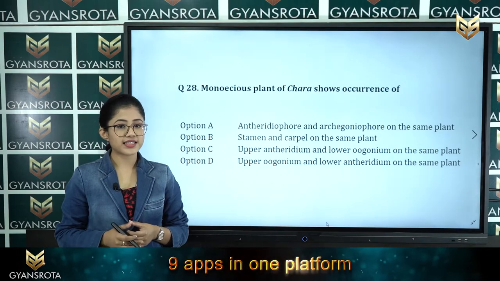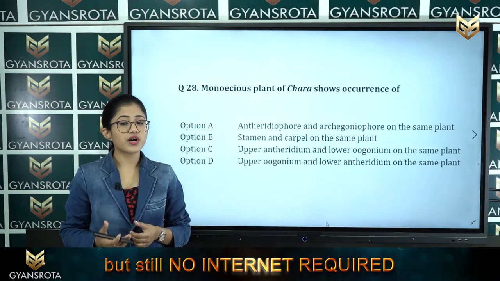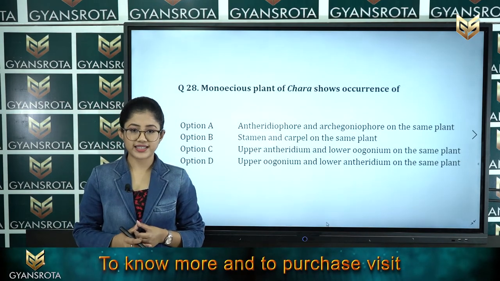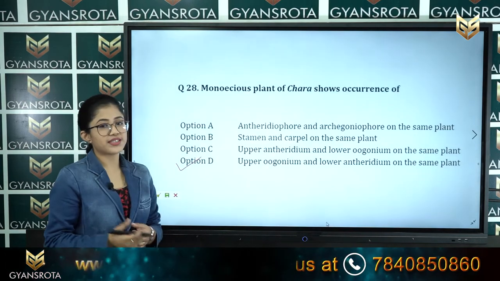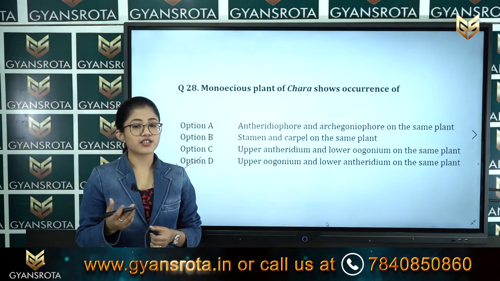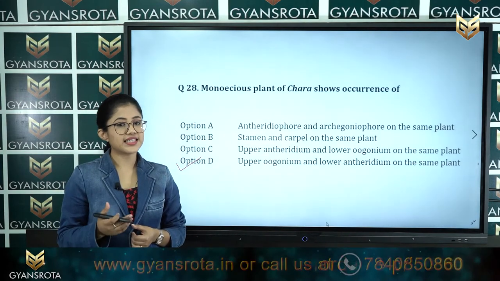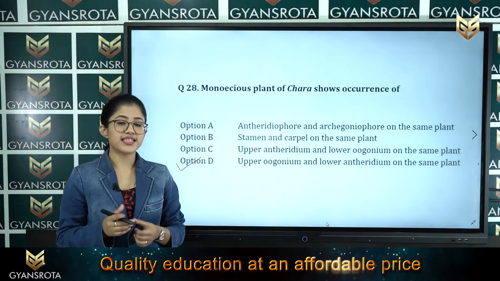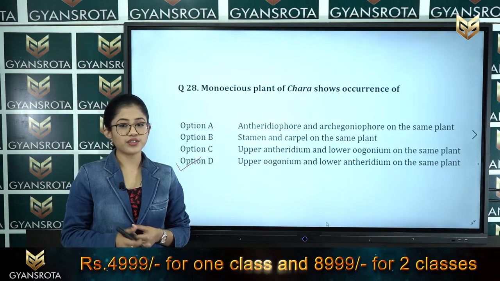So what is the correct answer? The monoecious plant of Chara shows occurrence of upper oogonium and lower antheridium on the same plant. This is in option D, so option D is the correct answer. And student, this question has come directly from your NCERT textbook. So what we have to do is follow the NCERT textbook, right? Now let's move on to the next question, that is question number 29.